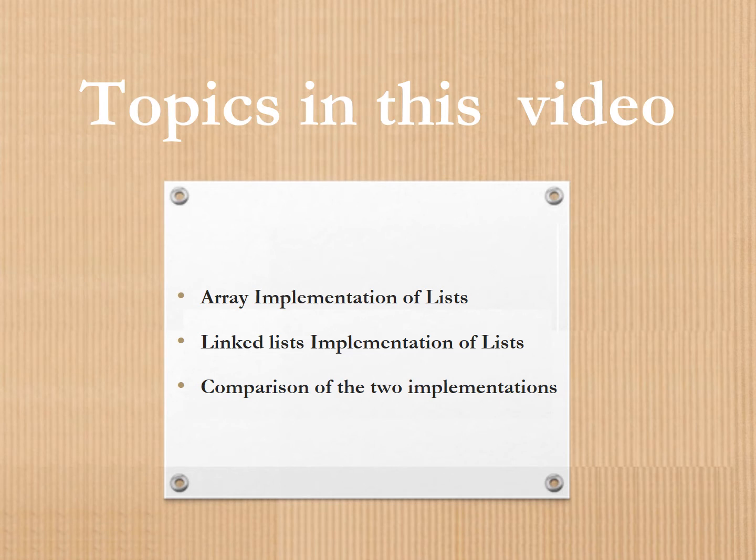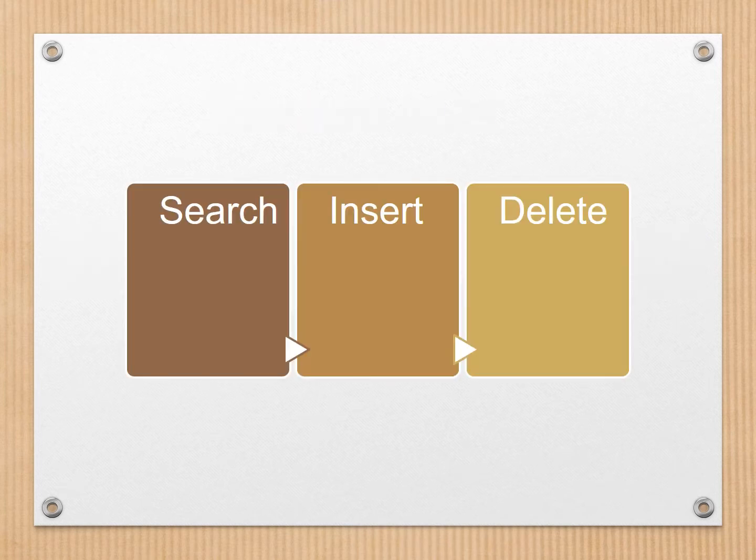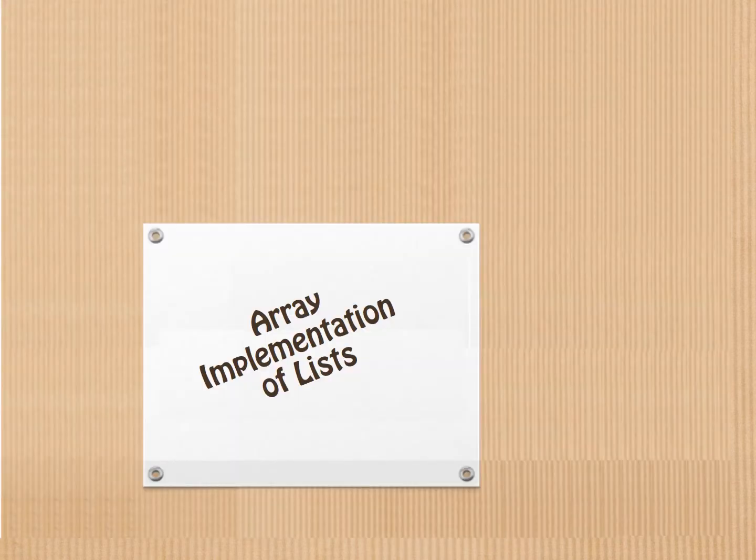In this video, we will look at array implementation and linked list implementation of lists. Do you recall that a list is a sequence of 0 or more objects? And the basic operations include searching, inserting, and deleting. One way to implement a list is by using arrays.